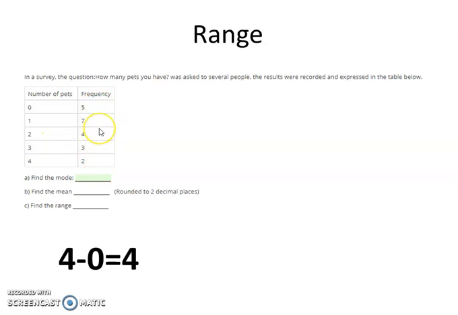These numbers are only counting how many times each of these values was repeated. So these are not data values. They are telling you how many zeros, how many ones, but the real values are here. So you do 4 minus 0 and you get the range. 4 minus 0 is 4.